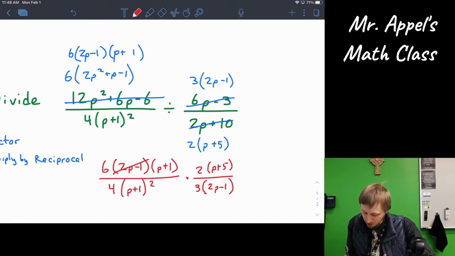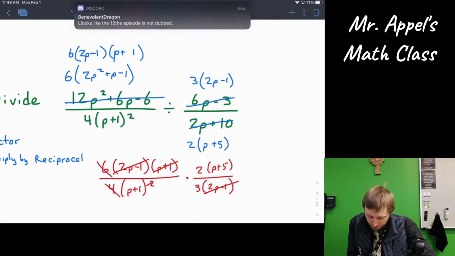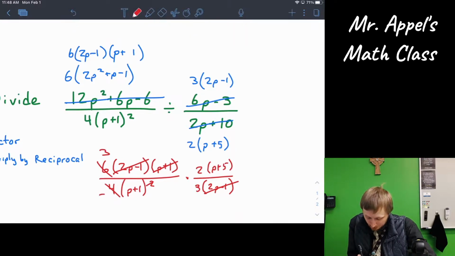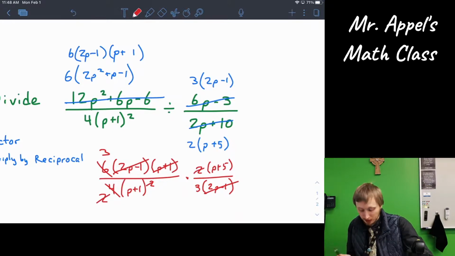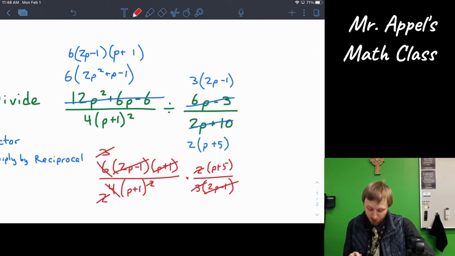This is on top, this is on the bottom. This is on top, there's another one on the bottom. P plus 5 doesn't appear anywhere else. But 6 is even, 4 is even, so that's 3, and that's 2. And ooh, look, 2 and 2, and 3 and 3. Oh, yes, it's a cross-out spree.